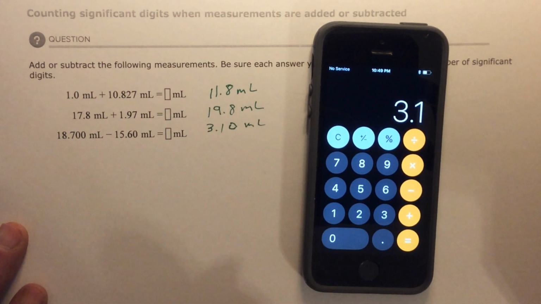milliliters. Okay, this is a really good thing to learn. Hope you can learn this.